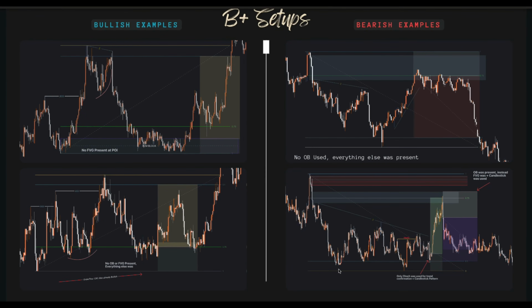Okay, so let's talk about some B+ setups. Now, what I mean by B+ setups is you might be missing a confluence or two. Max 2 confluences is what you can miss. All right, max. Please don't go over losing 2 confluences.